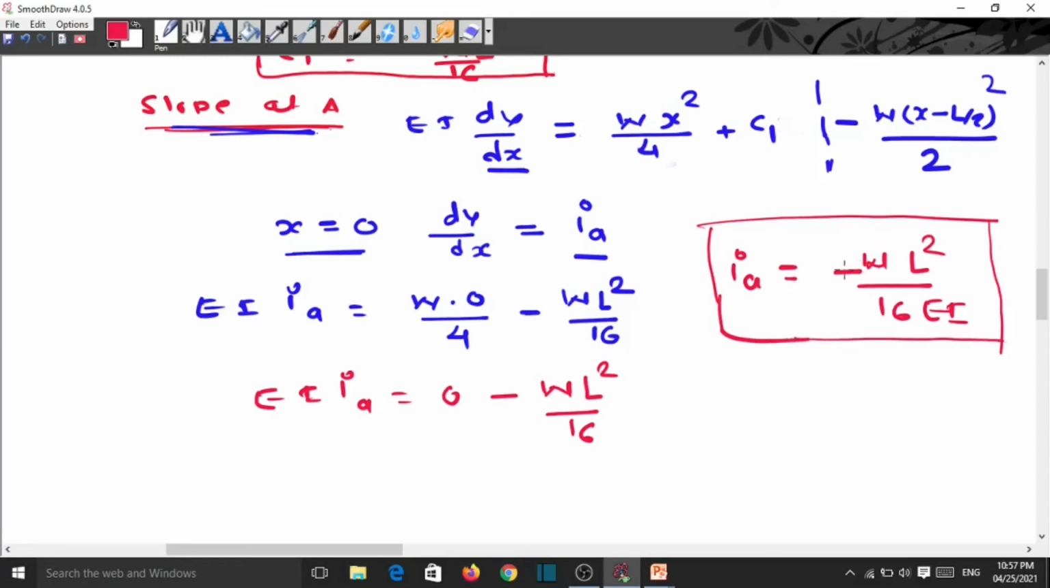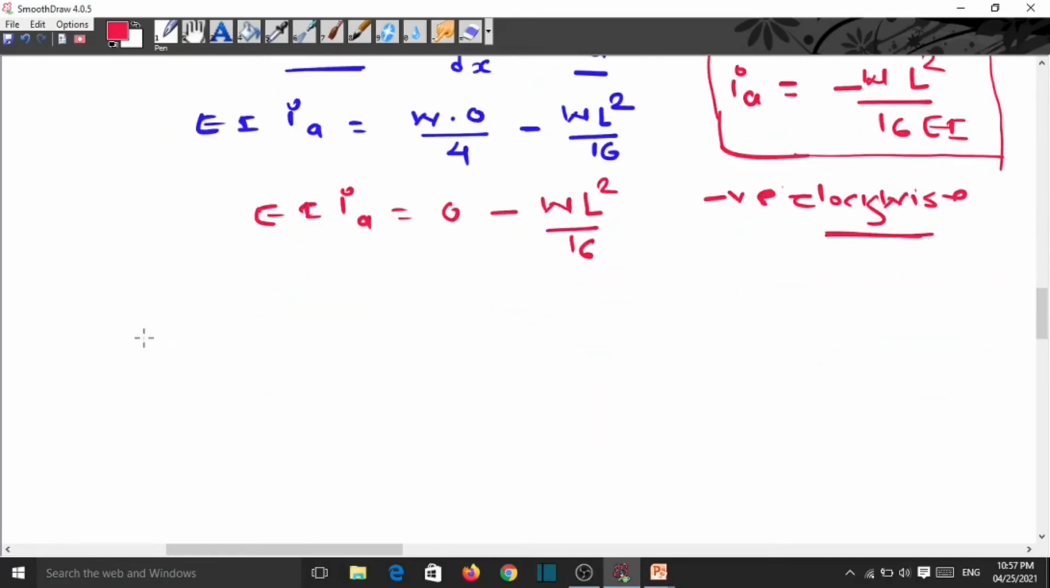Now this value is negative, it means it is clockwise. Negative means clockwise. So we got here the slope minus WL square upon 16 EI. The next is deflection at center. So the next part is the deflection at the center.